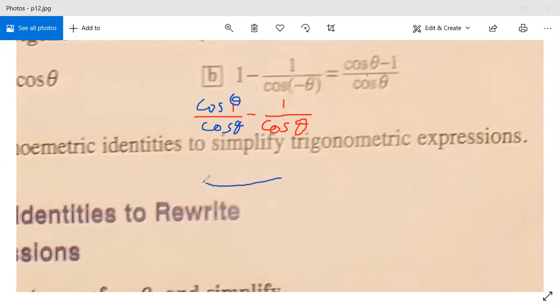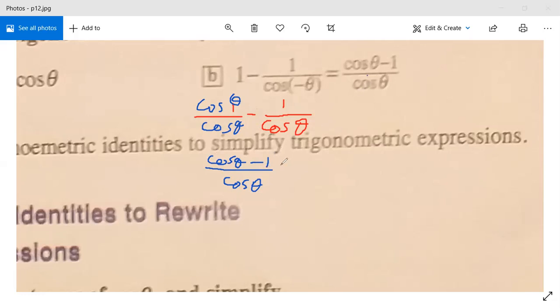Write one fraction. What about the other side? Forget it now. You work just in one side. If you have the same denominator, we write the denominator. What do you have in the numerator? Cosine theta minus 1.